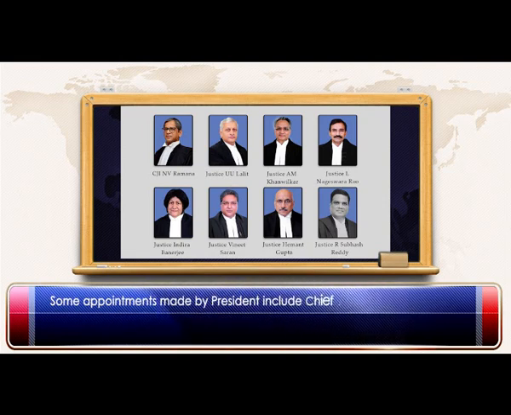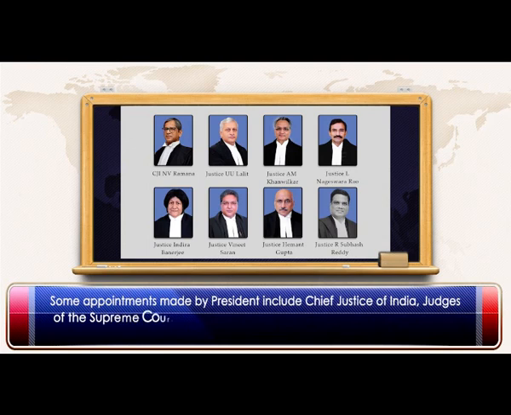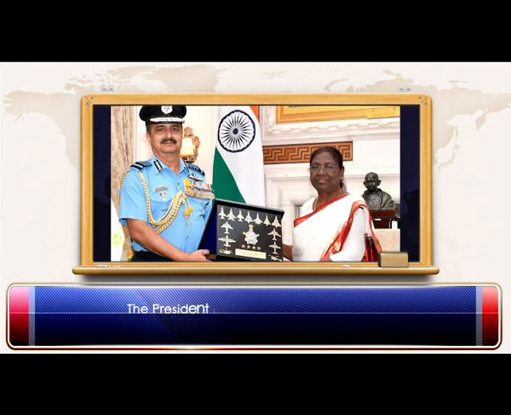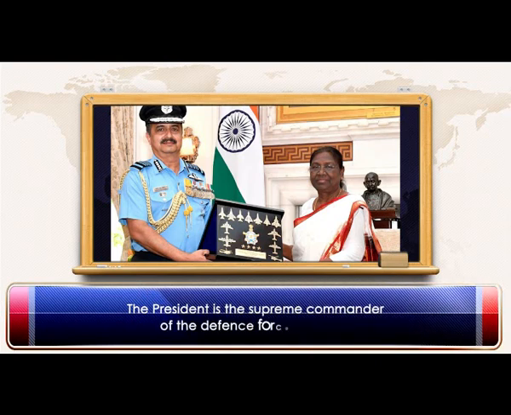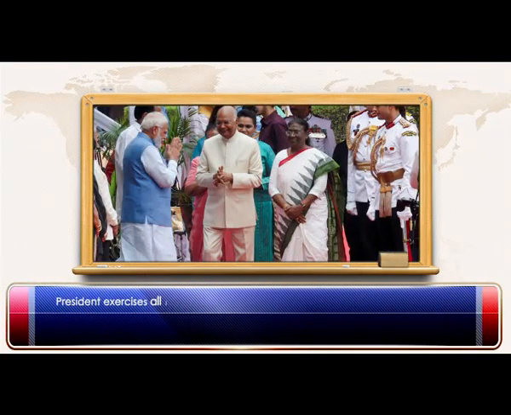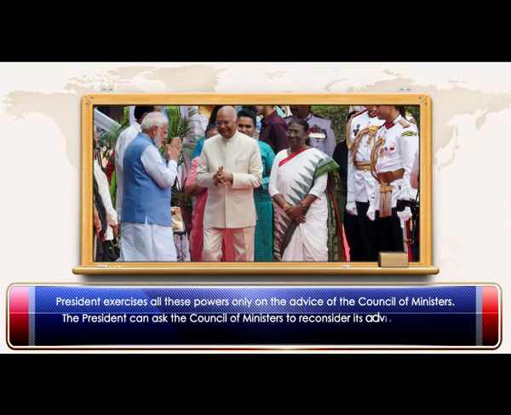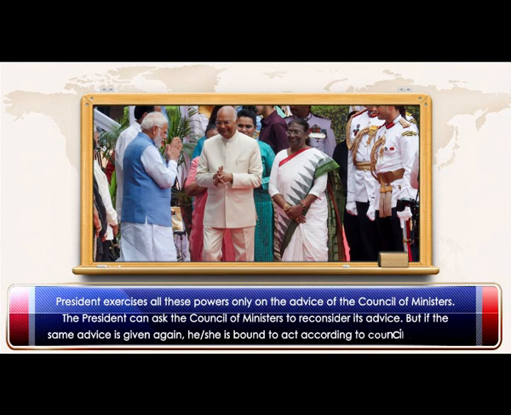Some appointments made by President include Chief Justice of India, Judges of Supreme Court and High Court in consultation with Chief Justice, Governor of States, Election Commissioners and Ambassadors to other countries. The President is the Supreme Commander of the Defence Forces of India. President exercises all these powers only on the advice of Council of Ministers. The President can ask the Council of Ministers to reconsider its advice, but if the same advice is given again, he or she is bound to act according to Council of Ministers.